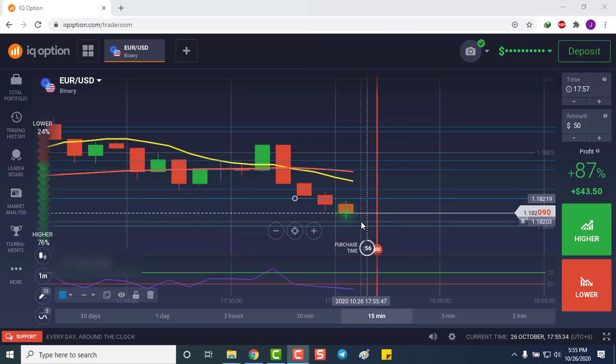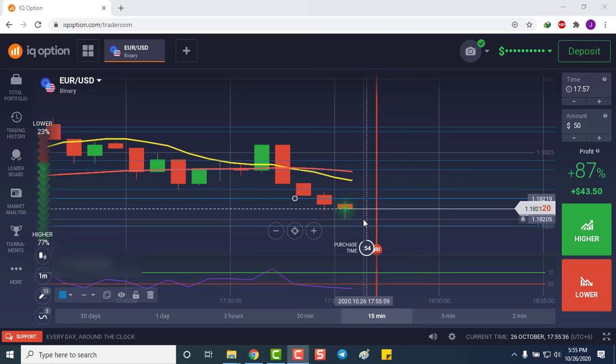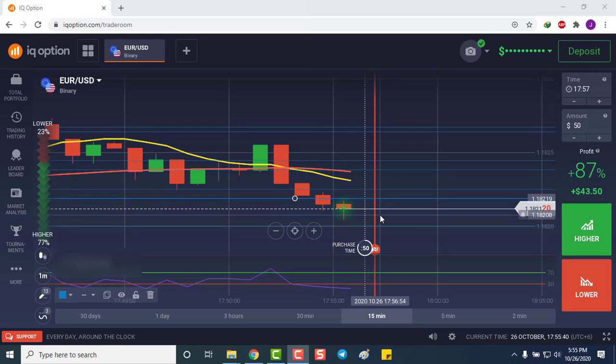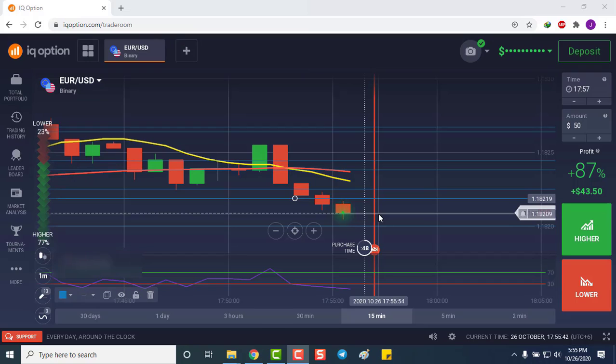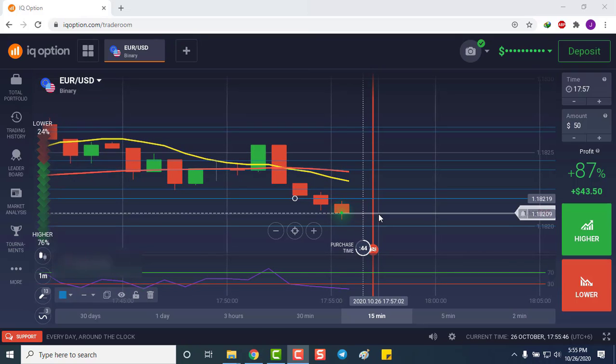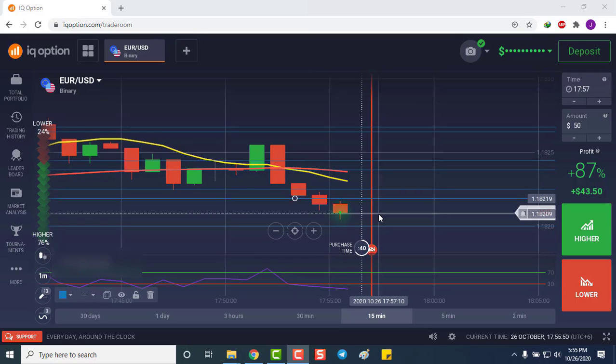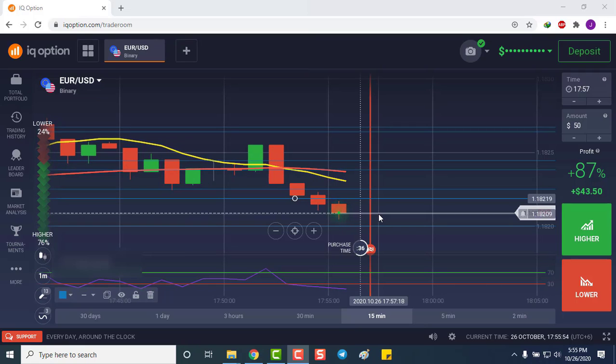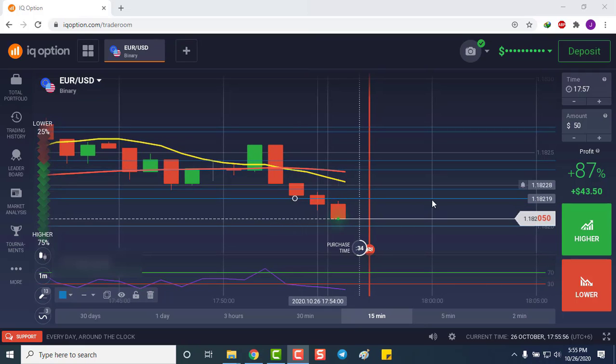So if we find any good signal at the resistance level, then with confirmation we will place our trades here. According to our PP10 crasher strategy, if we find any good signal at the resistance level, then we will go for a lower option here from this point.